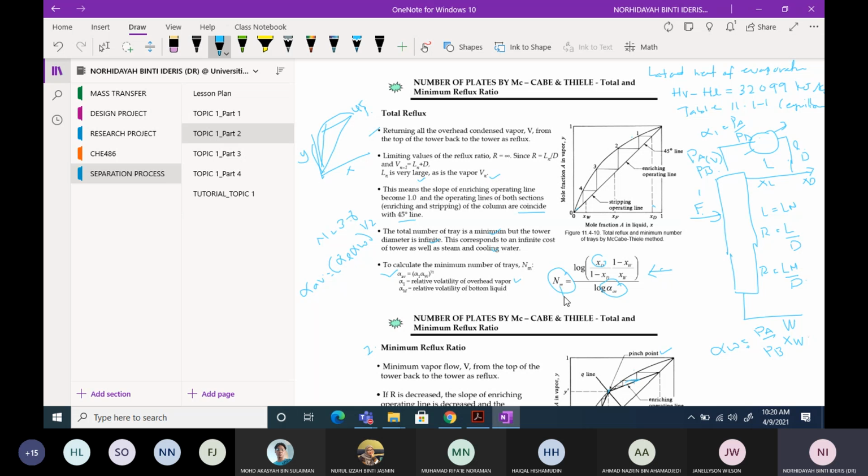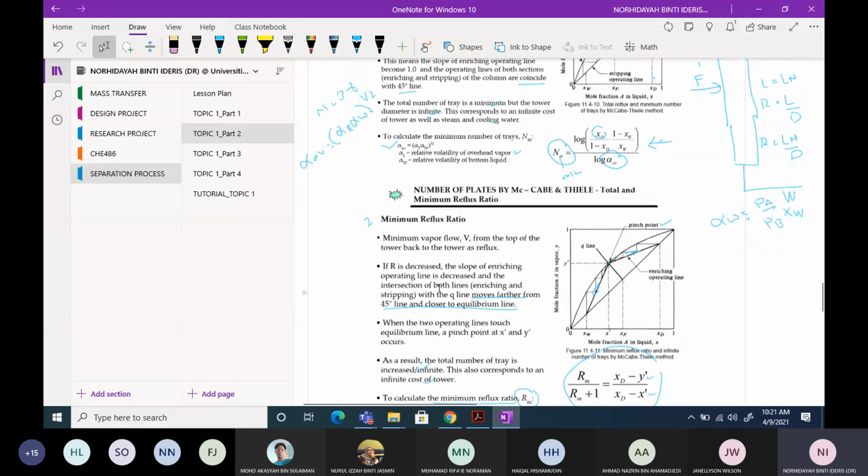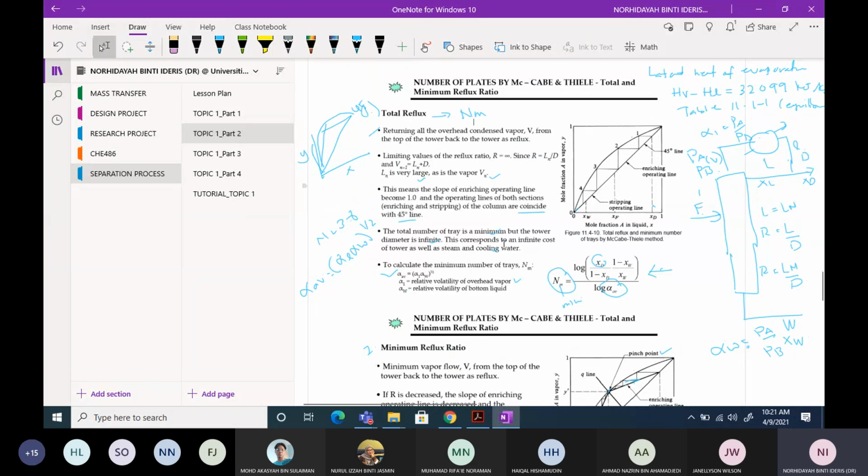So here M refers to minimum. When you talk about total reflux, total reflux gives you the condition of minimum stages. So when you're talking about total reflux, you can calculate the minimum stages. What is the minimum number of stages required for that particular system? All right, that's for the first case. The second one is the minimum reflux ratio. The first one is total, the second one is minimum, and the case is somehow the reverse of the first case.